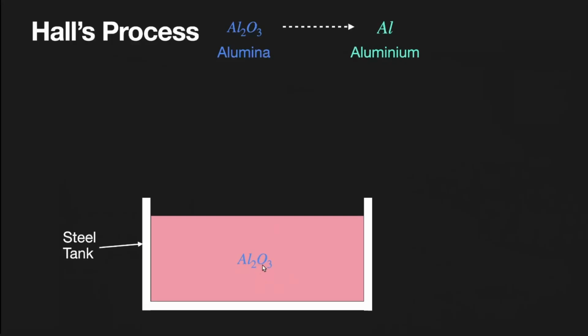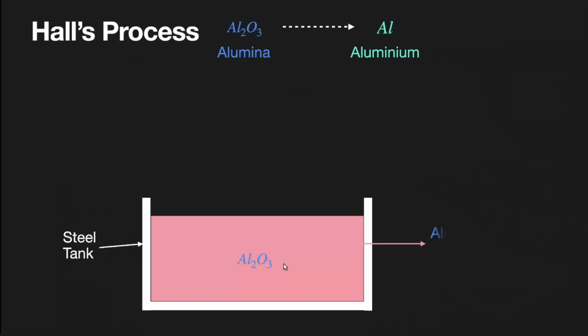Now, if we were able to separate aluminium and oxygen, we'd get aluminium, right? And that's our final aim, isn't it? So what if I was able to separate this ionic solid Al2O3 into its constituent ions? That would help us, wouldn't it? And for that, we need to melt Al2O3. So how do we melt it?